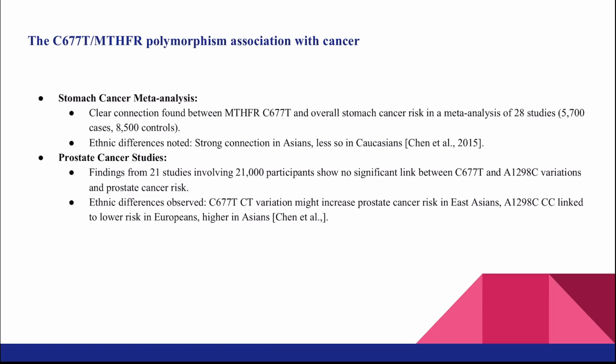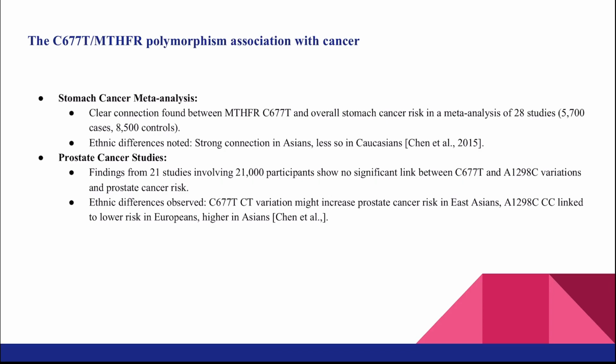For example, in gastric cancer, a meta-analysis of data from 28 studies showed a strong relation in the case of Asians, while not so much in Caucasians. Thus, noting that ethnic differences could exist for the same genotype polymorphisms.